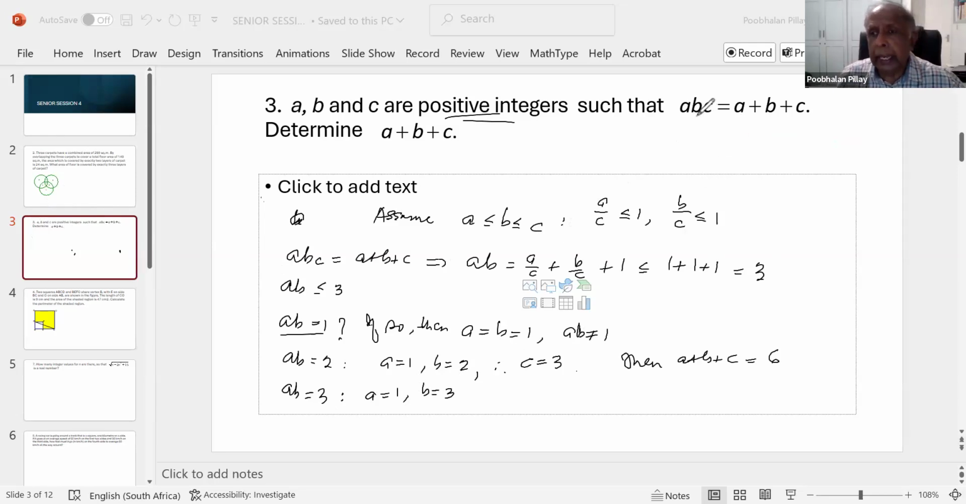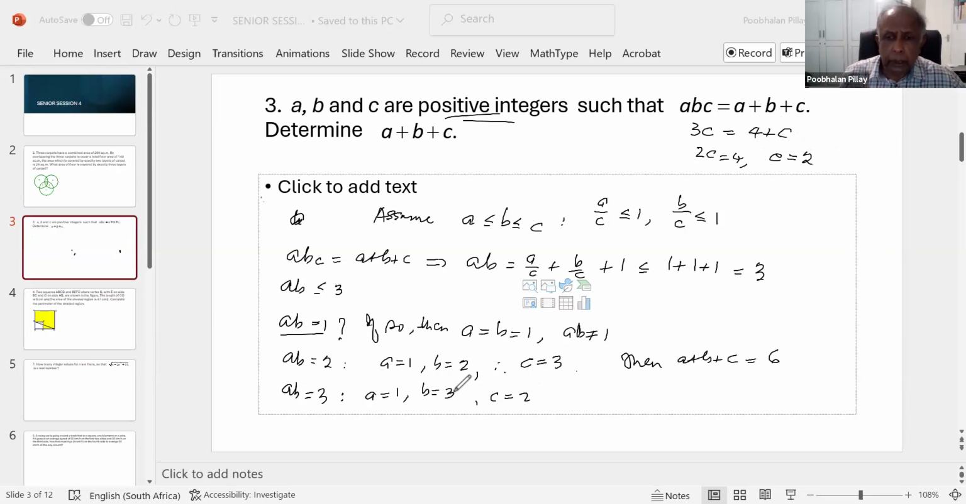So A is equal to 1, B is equal to 3. Here you have 1 times 3, and A plus B is 1 plus 3, which is 4. 4 plus C, okay, that's fine. And then you have 3C minus C is equal to 2C equals 4, and therefore C is equal to 2. So that's fine, here you can have C equals 2.